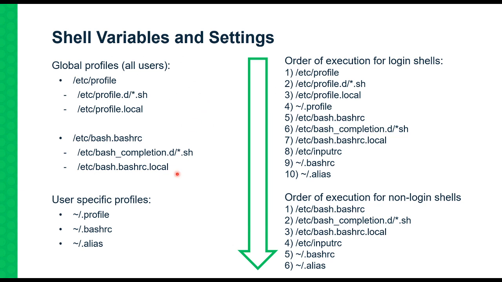Then, your user-specific profile settings and variables are located in your home directory: .profile, .bashrc and .alias. Those are called later when opening or calling a shell. So you will see they are loaded close to last, whether it's a non-login shell or a login shell. They are called a little bit later, so it will have more recent data, if you want to understand it in that sense.